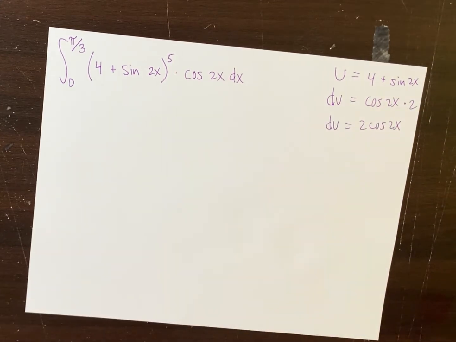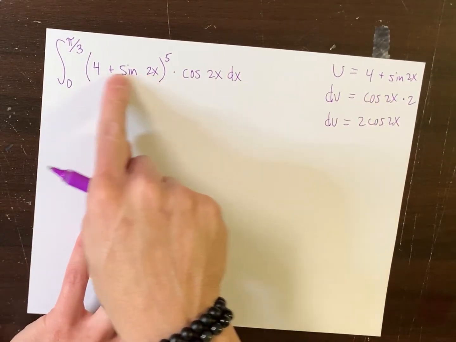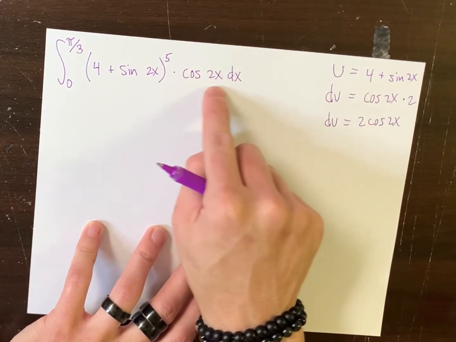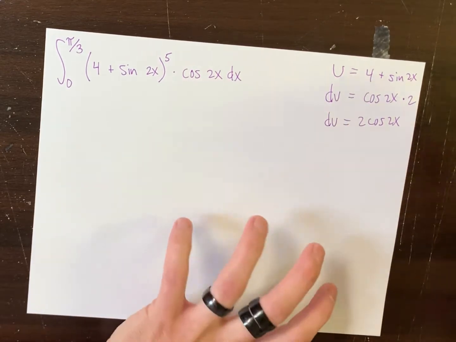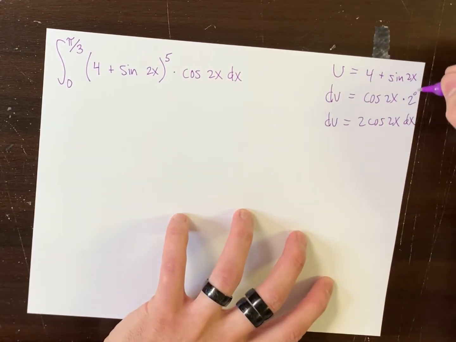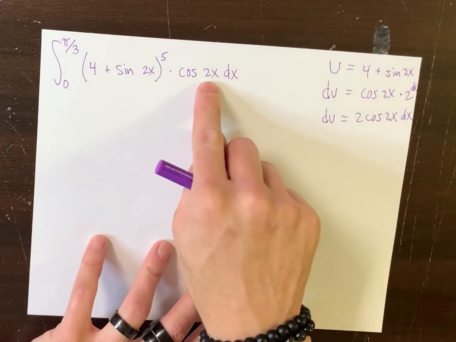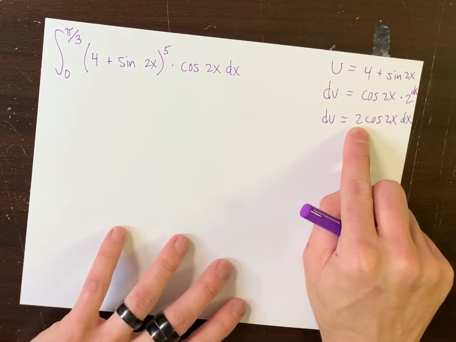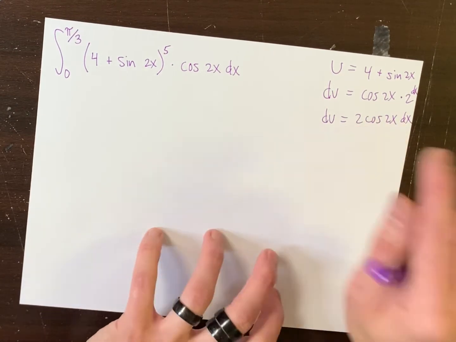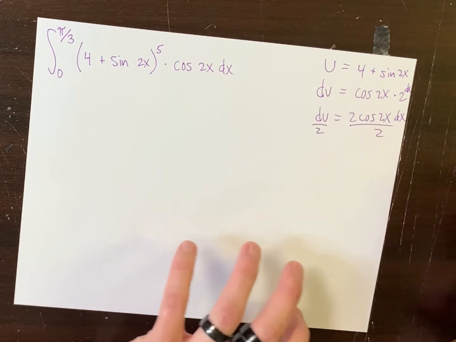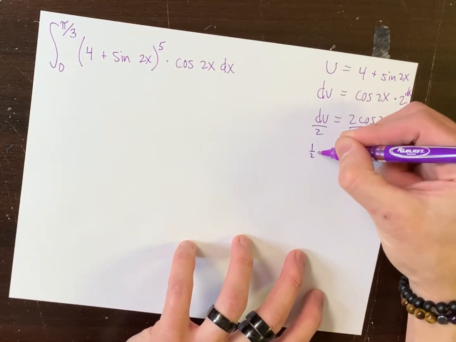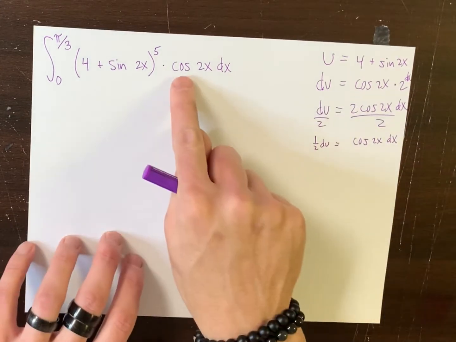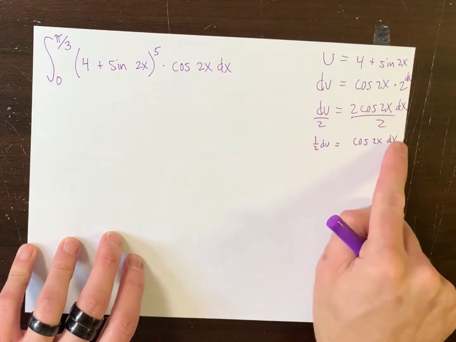Now let's look ahead. I know that this is going to get replaced by u. Power 5 is still going to be there. Now I need something for cosine 2x dx. Put a dx right there. Should have put a dx right there. So what can replace cosine 2x dx? Cosine 2x dx. But that 2 is not desired. I don't want that 2 there. So what you can do is divide both sides by 2, so that this is 1/2 du equals cosine 2x dx. So that now that gets perfectly replaced by 1/2 du.